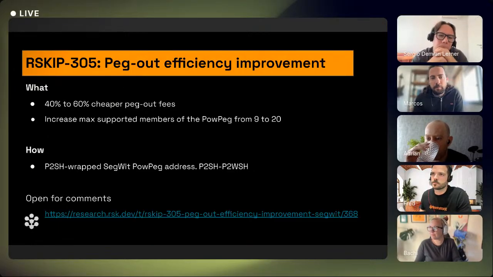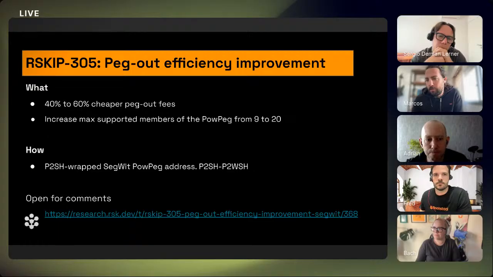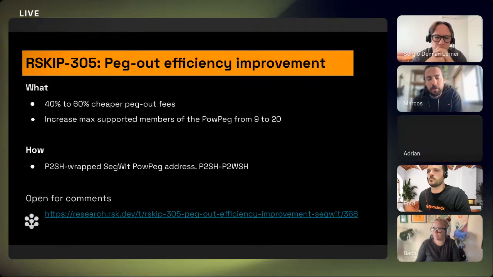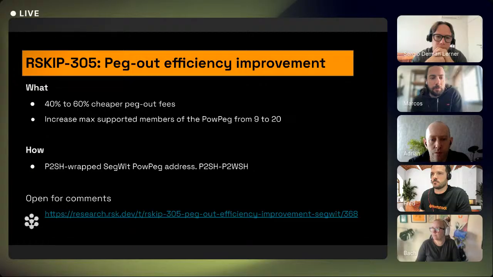This RSKIP proposes an efficiency improvement in the payout process in the PowPeg. It has 2 improvements. One is making payout fees 40 to 60% cheaper. Those are the fees paid in the Bitcoin transactions when a user does a payout. And the second improvement is increasing the decentralization of the PowPeg. It will now be technically possible to have up to 20 members. The current maximum is only 9.